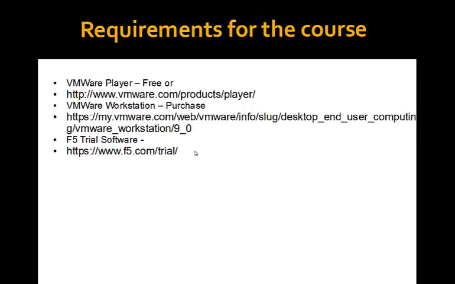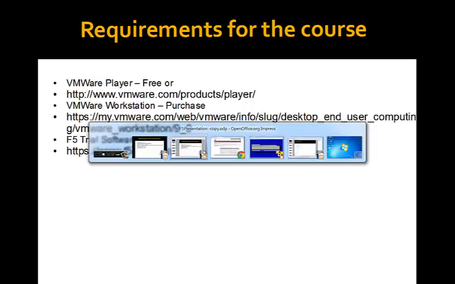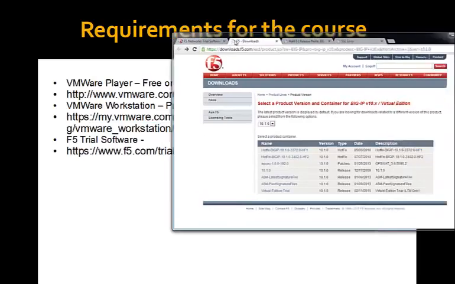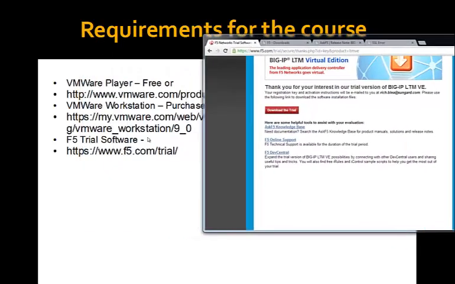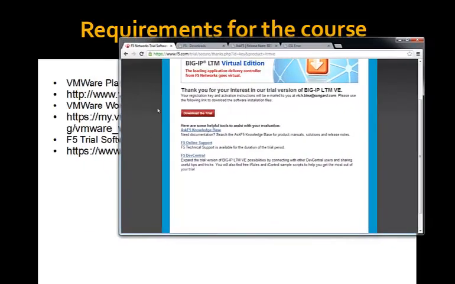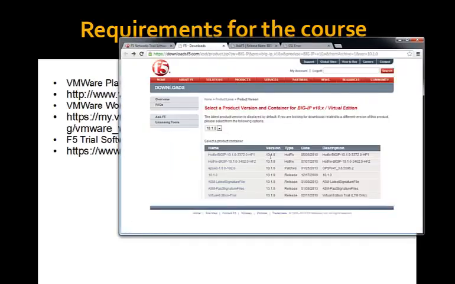So let me Alt Tab out here. And let's go out to the F5 site, and you will come to a site like this using that link, F5.com trial. After you've registered with the site, download the link. It's going to take you through some options here. You're going to download version 10.1.0, which is just fine.